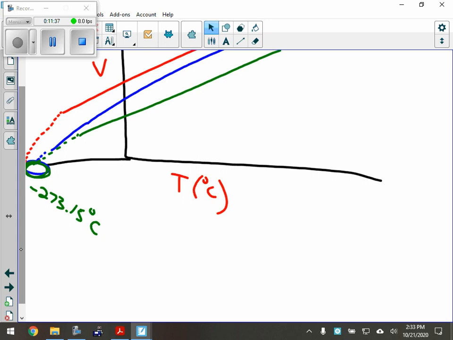Right? If I cool this gas down, and if I was able to keep cooling it without it turning to a liquid, when it gets to here, that volume is 0. That's the 0 line. So that gas would also all of a sudden have no volume.